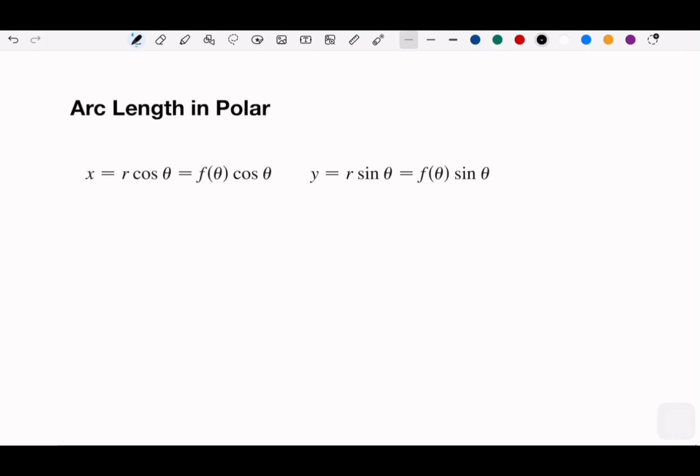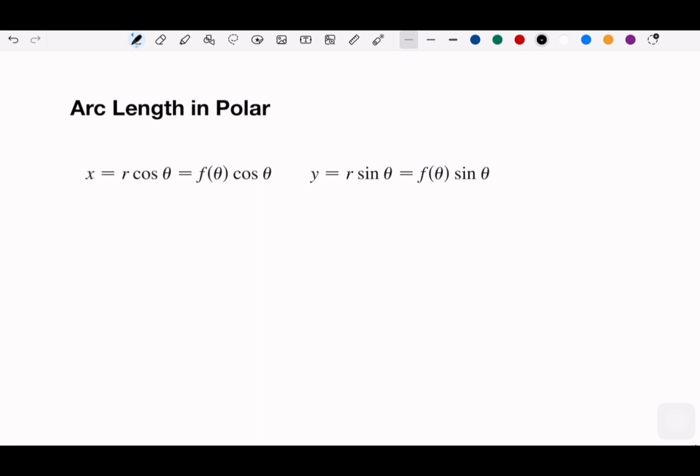Okay, now I would like to continue. So last week we discussed the area in polar. Let me continue today, filling up the arc length and the tangent. So, arc length in polar.